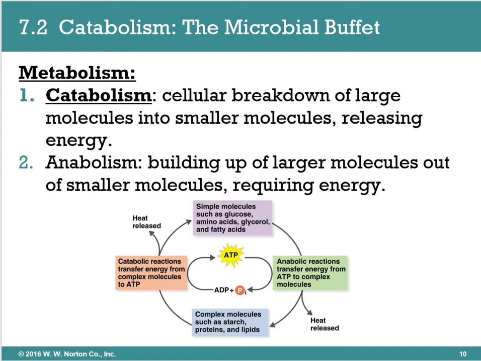So there are two forms of metabolism. There's catabolism and anabolism. Catabolism is specifically the breakdown of a large molecule to a small molecule, so you are releasing energy, whereas anabolism is where you are building up something and that requires energy, so you have to utilize it. So definitely be able to define the difference between them.